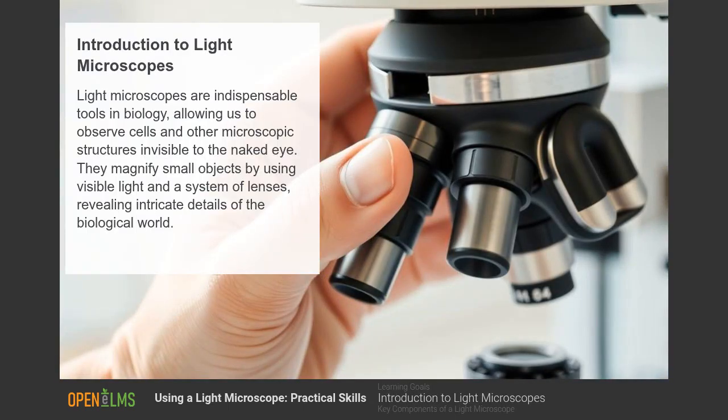Introduction to light microscopes. Light microscopes are indispensable tools in biology, allowing us to observe cells and other microscopic structures invisible to the naked eye. They magnify small objects by using visible light and a system of lenses, revealing intricate details of the biological world.